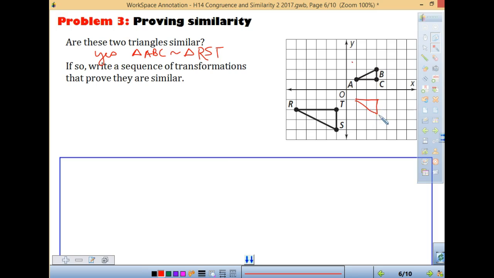Yes. I might want to do a size change first. Okay? I notice that this is 1, this is 2, this is 2, this is 4. So maybe I want to do my dilation right away and go dilation first.